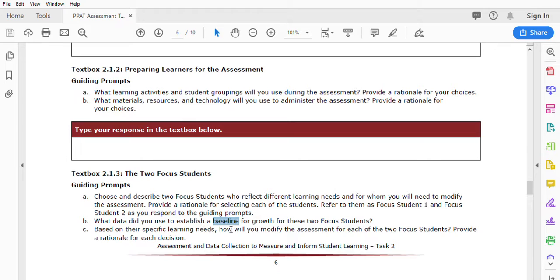And then based on their learning needs, how will you modify? So tell me about your students, why you chose them, what's their pre-test data, and how will you modify the assessment for them? And again, make sure you provide that rationale when it asks. So that is 2.1.3, focusing on your two chosen focus students.